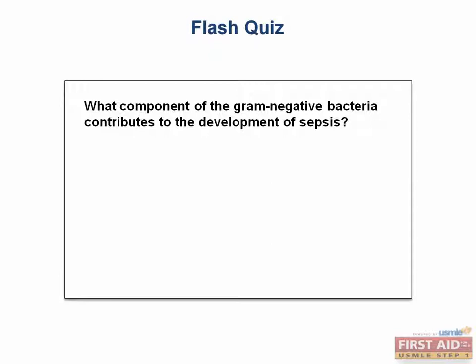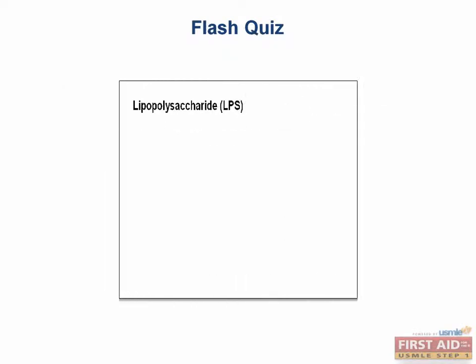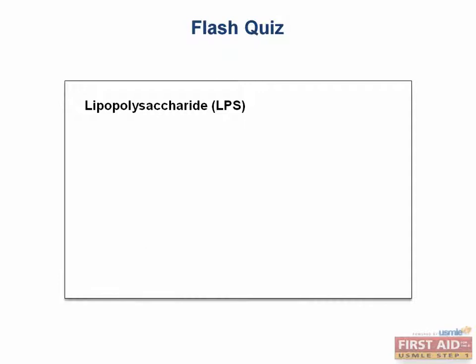Time for our first flash quiz. What component of the gram-negative bacteria contributes to the development of sepsis? Answer is lipopolysaccharide.